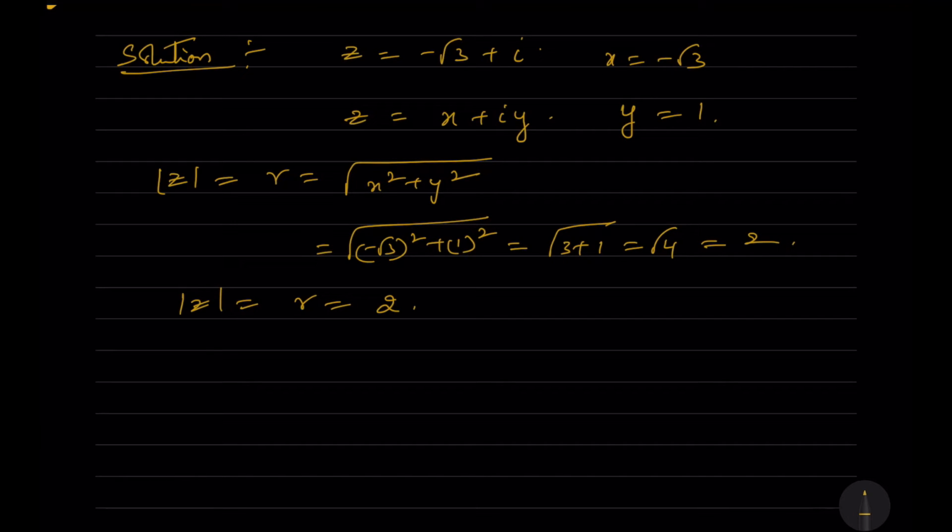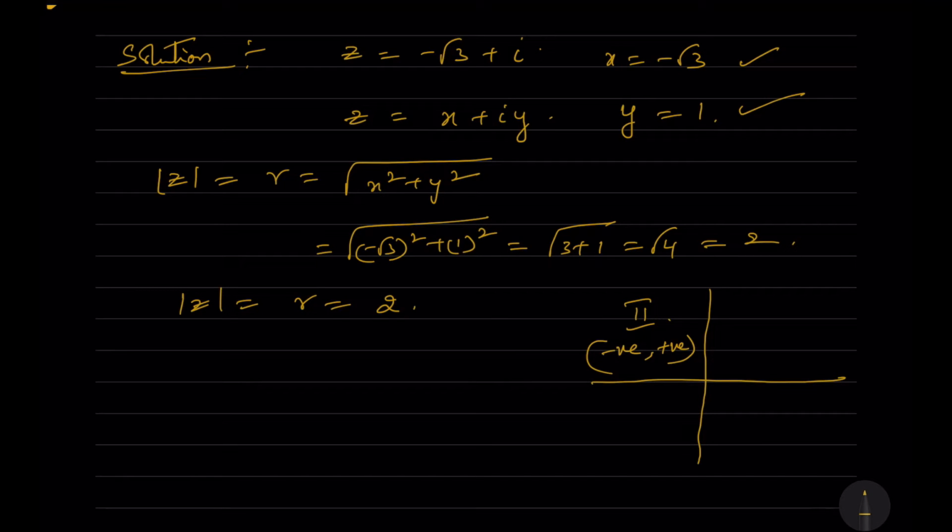Now we know that we always have to find in which quadrant it lies. Because here x is negative and y is positive, it is in the second quadrant. You can see from here that x is negative and y is positive, so it lies in the second quadrant.